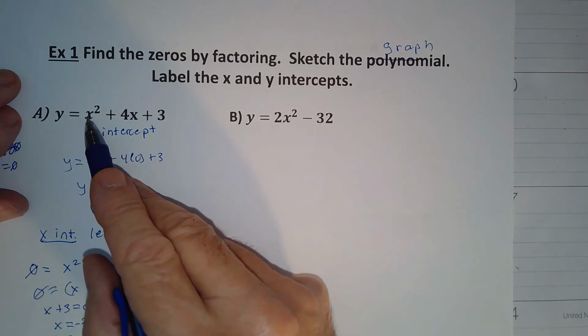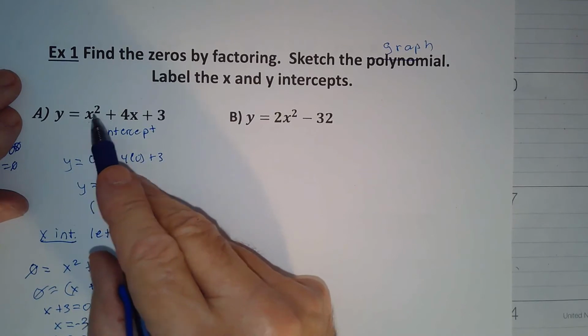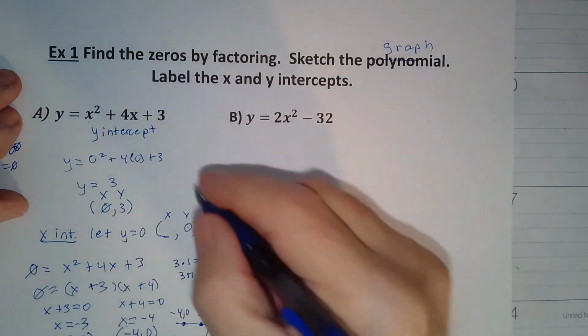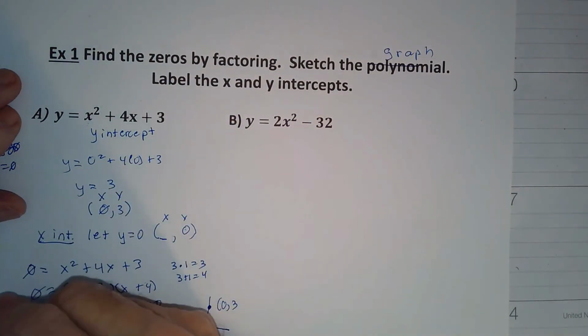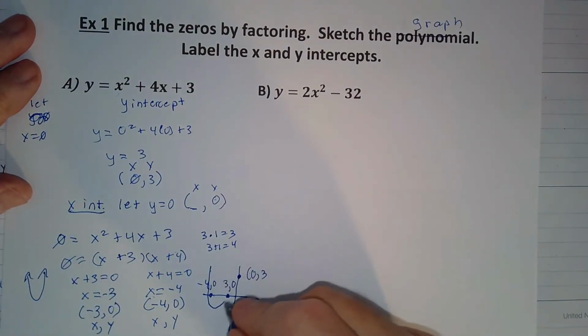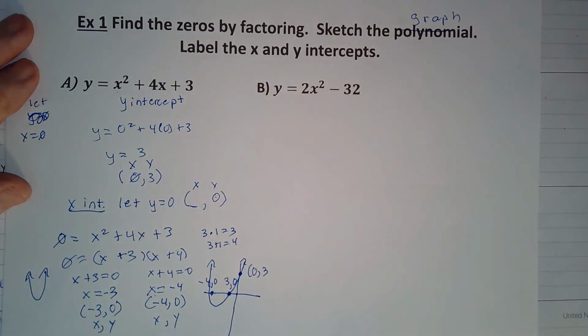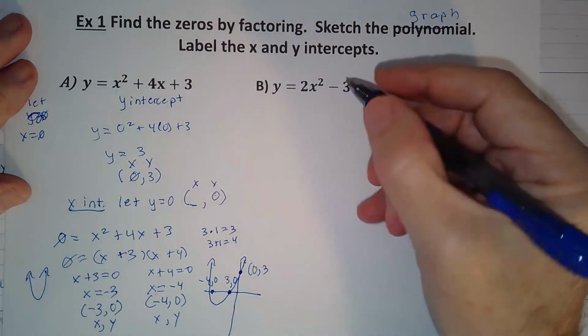So whenever you have a positive coefficient in the leading term, the x squared term, then the parabola goes up. It's going to look like that. Okay? It's going to go up. So that means that our parabola goes up. And that's how it's done. Okay? All right, let's do the second one.